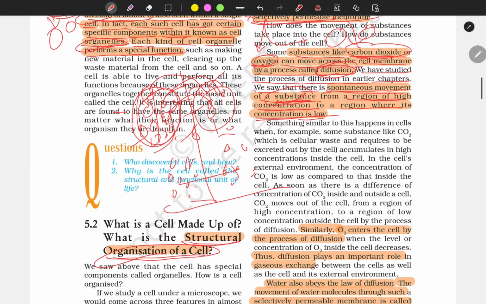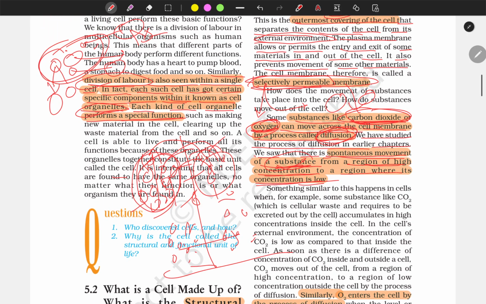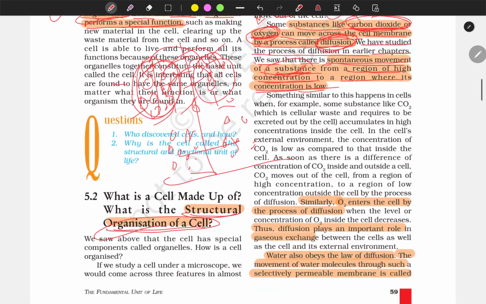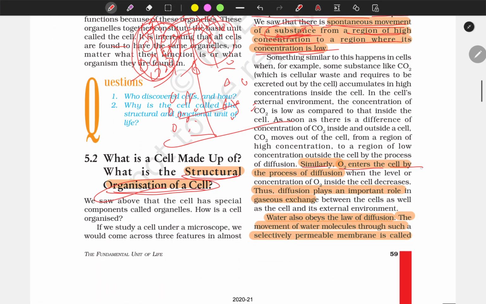So this is how carbon dioxide and oxygen enter by diffusion inside the cell through the selectively permeable membrane. Similarly, O2 enters the cell by the process of diffusion. Thus, diffusion plays an important role in the gaseous exchange between the cell and its external environment. Water obeys the laws of diffusion.